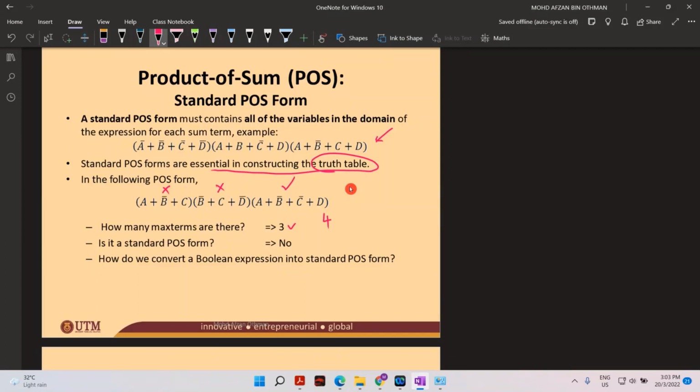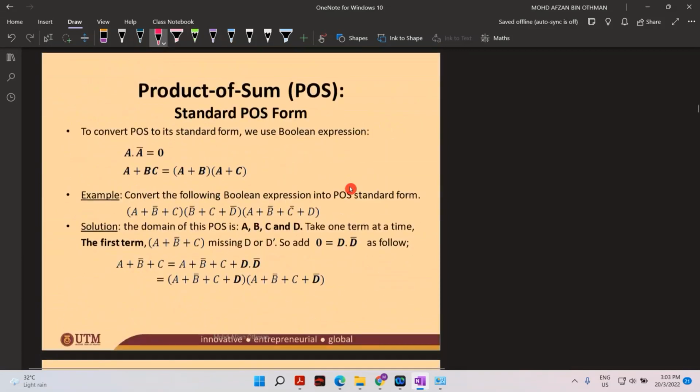How do we do it? Follow these steps here. To convert a POS to its standard form, we use these Boolean expressions. First, we use A dot A bar equals 0. This is the first rule. And then after that, the rule number 12 or 11, I don't remember. A plus B C equals A plus B dot A plus C. This is where we expand it: A plus B dot A plus C.